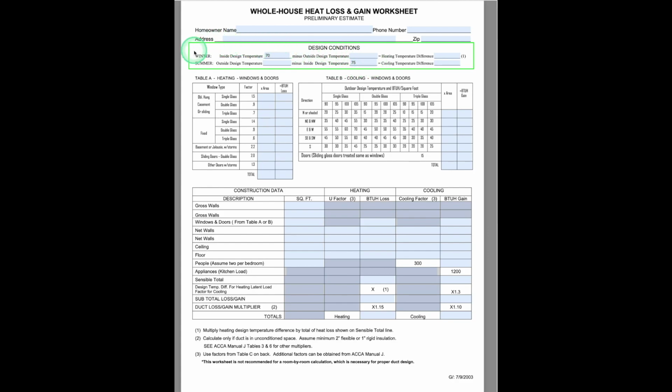So if you look at this, these are going to be your winter inside design temperatures of 70 degrees and your summer inside design temperatures of 75. So that means that our equipment is able to cool down to 75 when we have a very high heat load, and that our heating equipment can heat up the house to 70 degrees when it's really cold outside. So those are our target temperatures for inside the home.